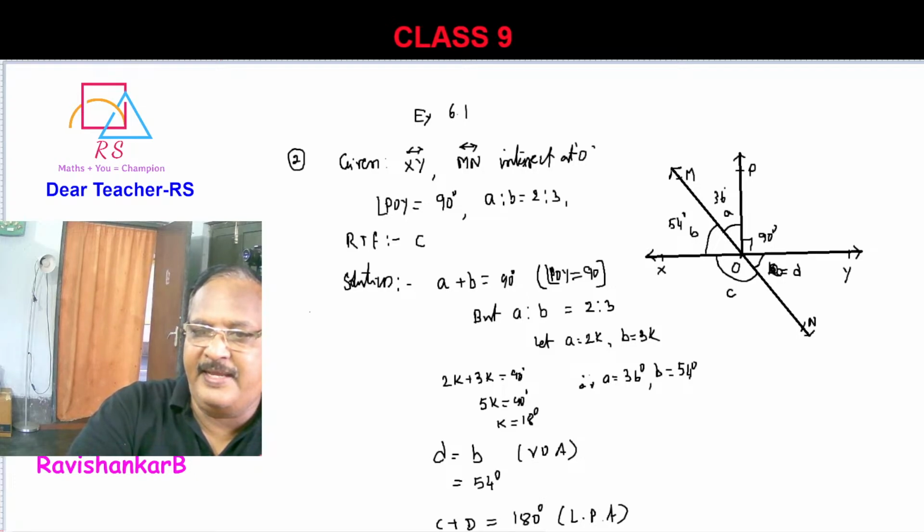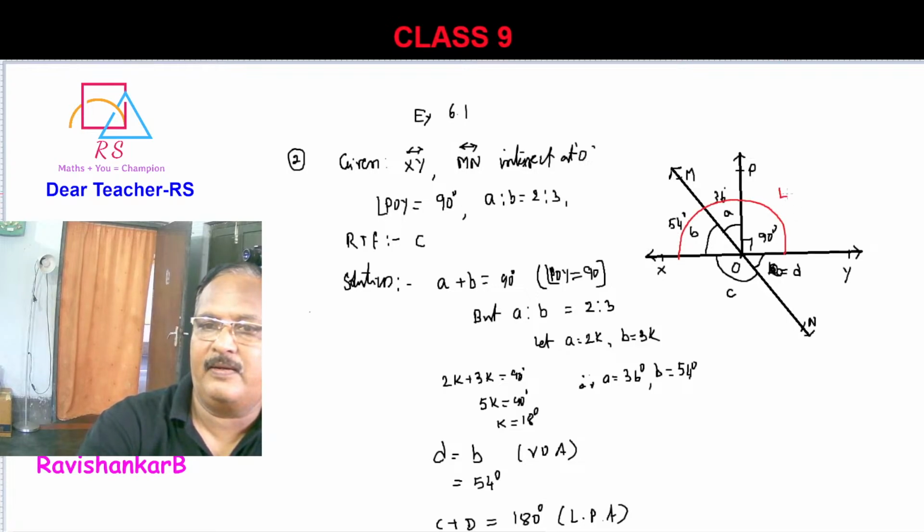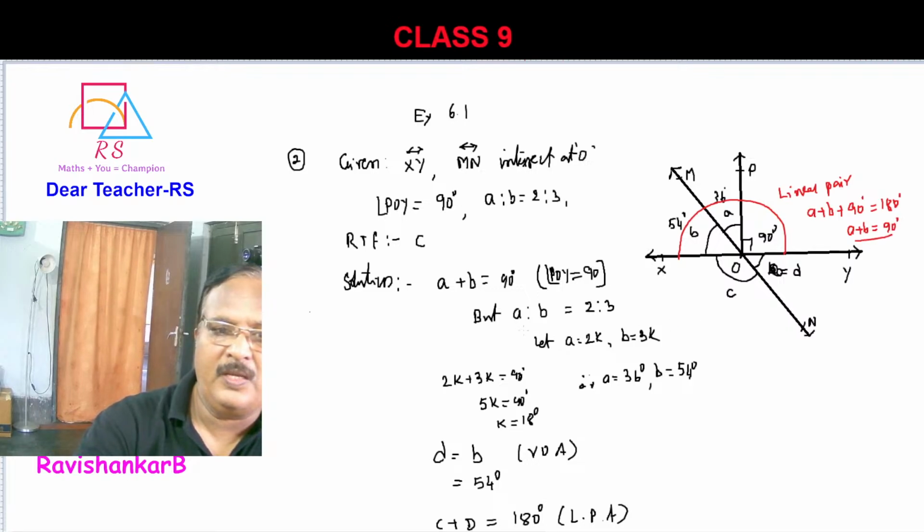How is A plus B equal to 90 degrees? Yeah, sure, I'm going to explain. This XY is a line. So therefore, this entire thing is linear pair. So out of this linear pair, that means A plus B plus 90 degrees is equal to 180 degrees. So if you send 90 degrees to the other side, it is equal to 90. This is how A plus B is equal to 90 degrees.